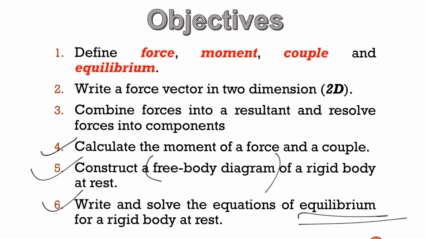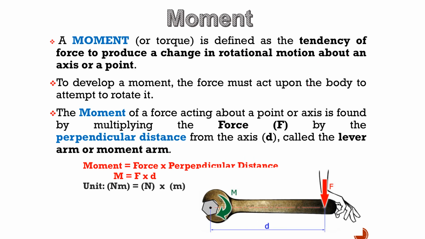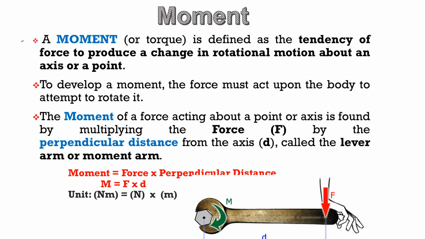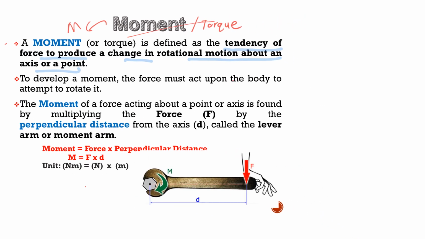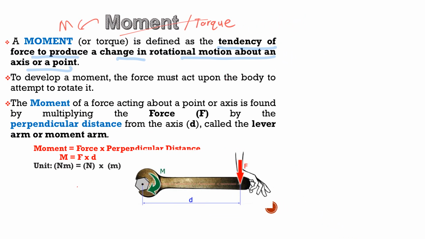Okay, so let's proceed with what a moment is. What does it mean by moment? Moment, or another name we call a torque, represented by capital M, is a tendency of a force to produce a change in rotational motion about an axis or a point. It means that you have a force, and then you have an axis or a point, and what happens is it is going to move in a circular motion.